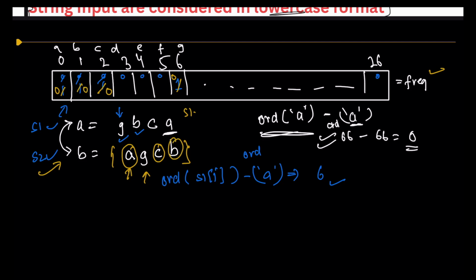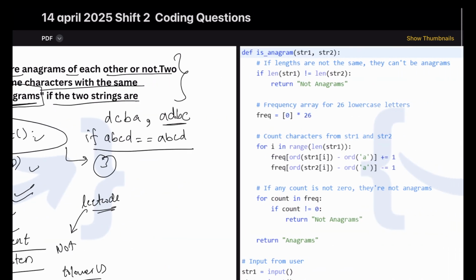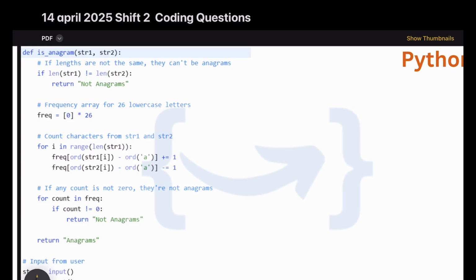Okay, so I can see that whatever we have accumulated in this frequency array, when I iterated on my S2, I have made everything 0, which means your S1 has the same occurrences as string 2, which means they are anagrams. So this is the very easy approach. Otherwise we can use the sorting method. I believe this makes sense, and I will take you through the dry run, or I can say the code.